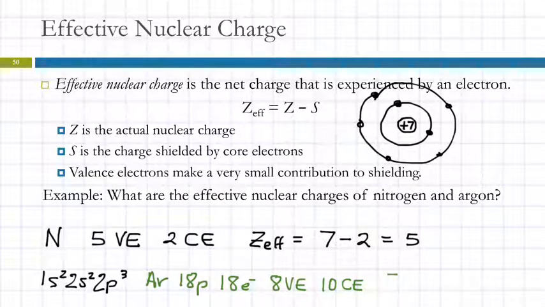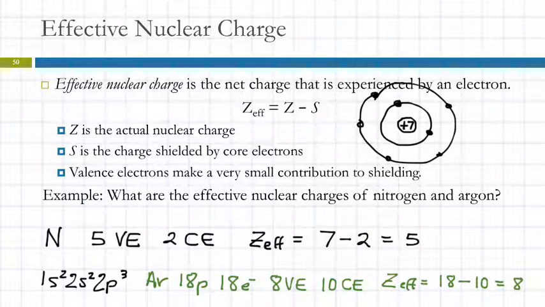So the effective nuclear charge then for argon is the charge on the nucleus, which is 18, minus the number of core electrons. So 10. So 18 minus 10 is 8. The electrons in argon are experiencing an effective charge of positive 8 compared to an effective charge of positive 5 for nitrogen.